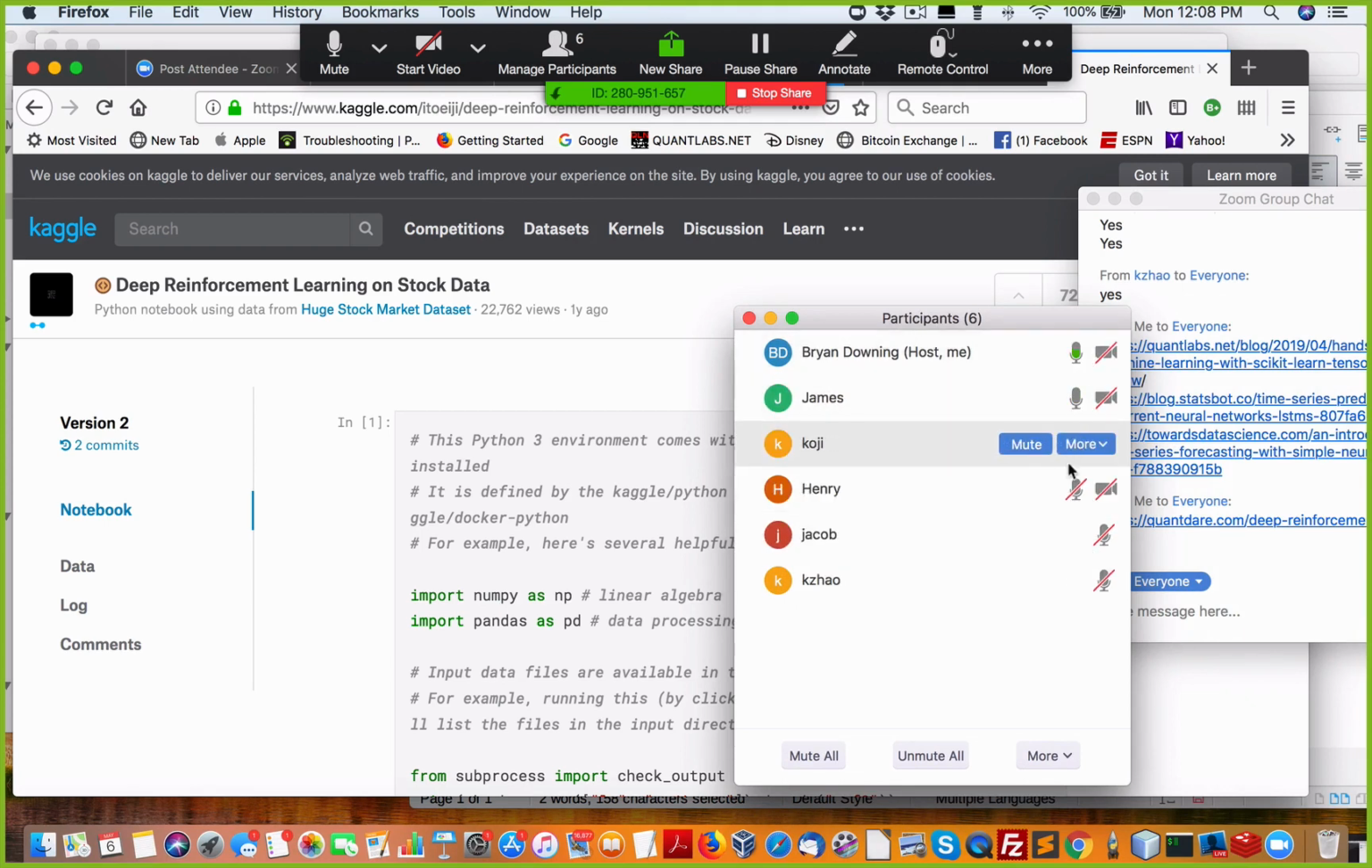I'm just muting everybody here. Okay, cool. Sorry about that. So I had to mute everybody there just to get rid of that background noise.